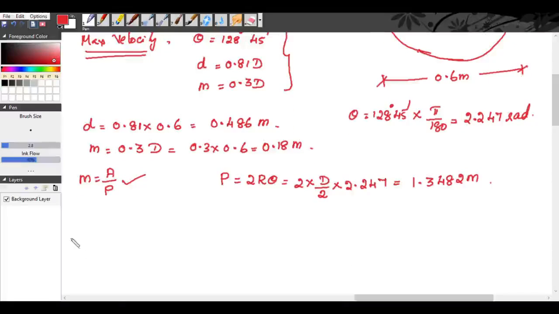So now, using the condition M is equal to A by P, you have to find the area. So area is equal to M into P, hydraulic mean depth multiplied by wetted perimeter. So the hydraulic mean depth is 0.18 meter multiplied by the wetted perimeter, 1.3482 meter. From which we get area equal to 0.2426 meter square.